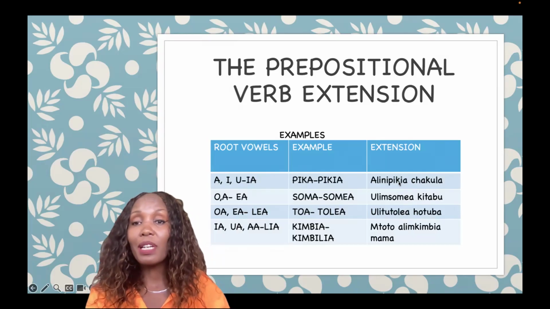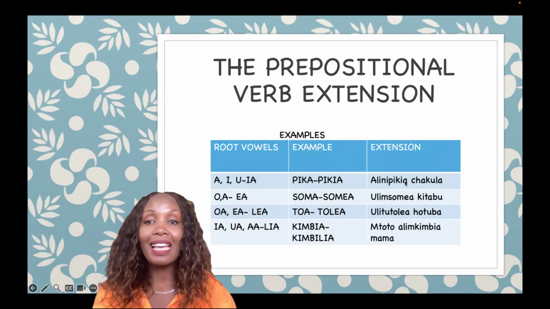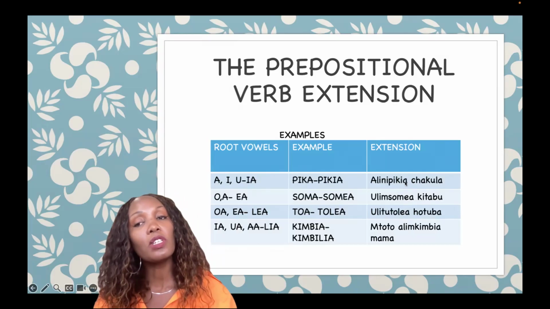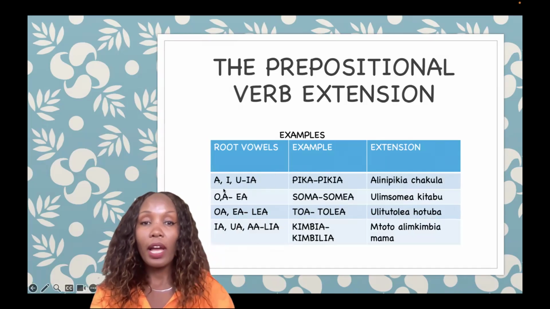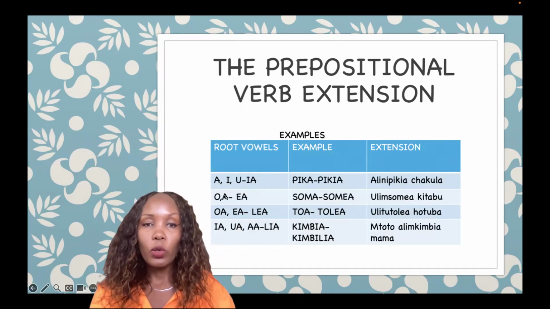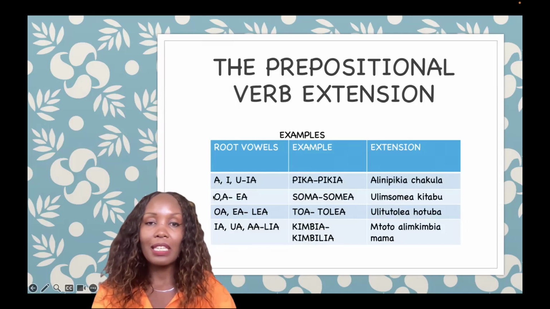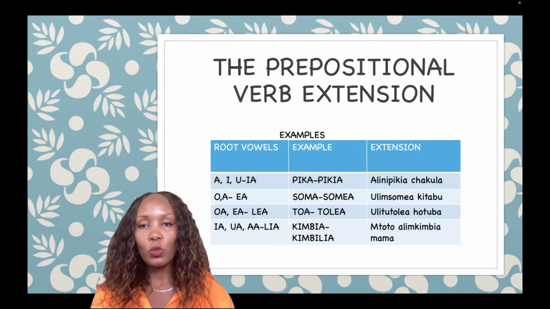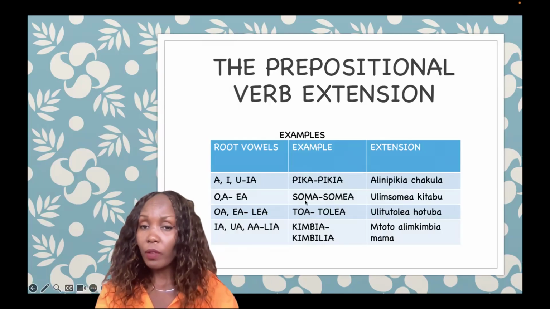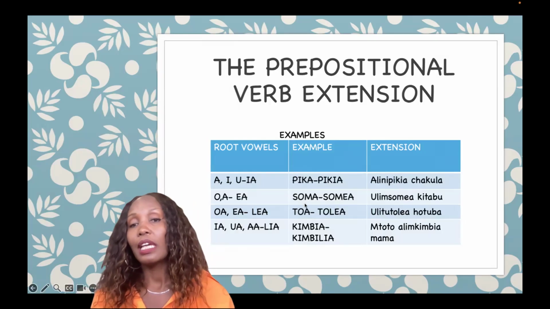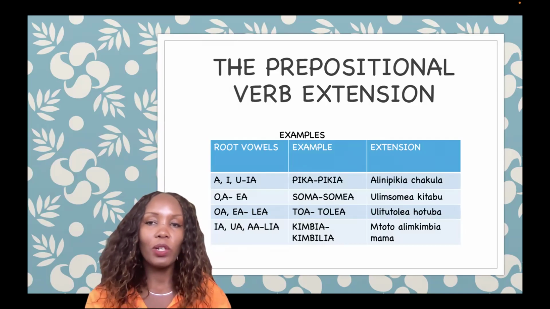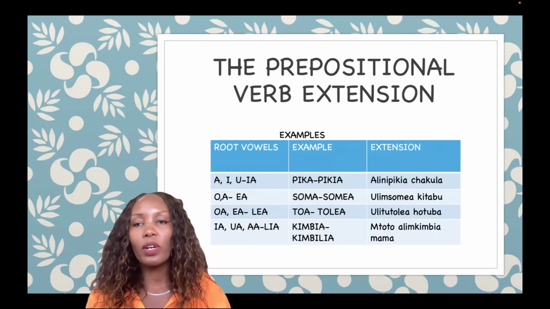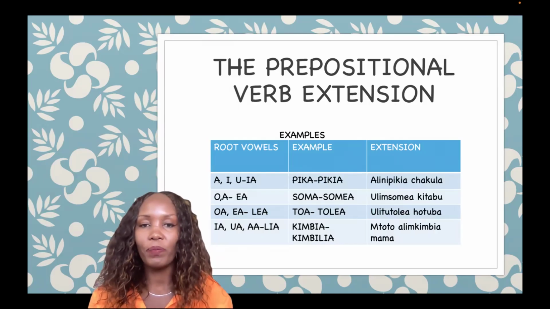If you didn't have a verb extension, then you would have alinipika, which would mean she cooked me, and we do not want to do that. And then we have the o and e, so if the root vowel is o or e, then our ending is going to be ea. Example, soma is the word for read. Somea will be read for. Example, ulimsomea kitabu, you read the book for her or for him.